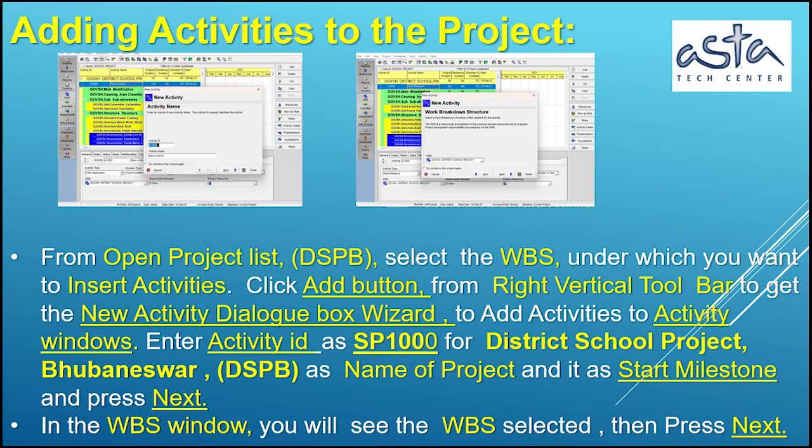Adding activities to the project. From the Open Project List, DSPB, select the WBS under which you want to insert activities. Click the Add button from the right vertical toolbar to get the New Activity dialog box wizard, to add activities to the activity window. Enter the activity ID SP1000, for District School Project, Bhubaneswar, DSPB, as the name of the project, and it is Start Milestone, and press Next. In the WBS window, you will see the WBS selected, then press Next.